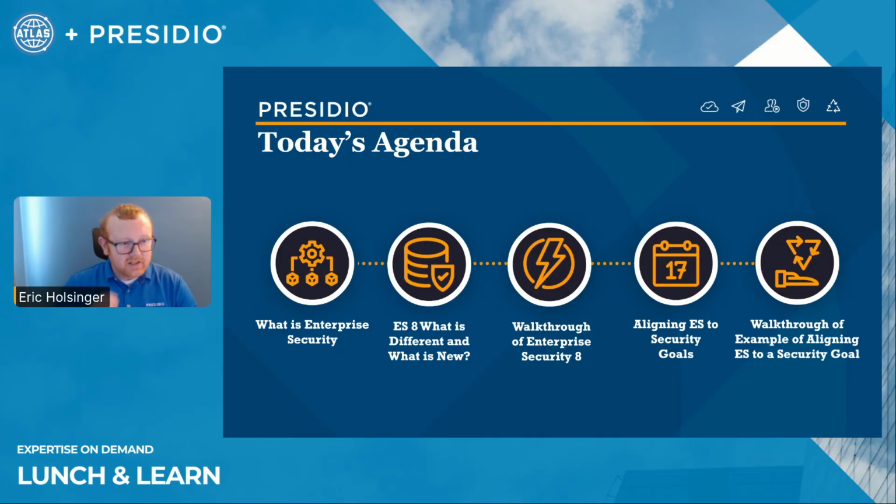So today's agenda, like I said, we will discuss a little bit about what enterprise security is. We will look at ES8, or I guess I should note that I'm going to use enterprise security and ES interchangeably. If you ever hear me say ES, I mean enterprise security. So ES8, what is different and what is new. Then we're going to go through a walkthrough of Enterprise Security 8's new features. And then we're going to move on to a second section where we're going to talk about aligning enterprise security to your organization's security goals, especially with a method called threat modeling. And then we're going to do a walkthrough of that aligning ES to your security goals.